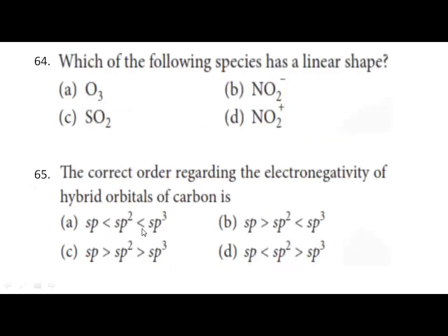Next, which of the following species has a linear shape? Linear shape means the bond angle comes out to 180 degrees. So let us see the given options. First option is the O3 molecule. We have seen the structure. It is like this, correct? It is bent shape or inverted V shape. The bond angle comes out to 116.8 degrees for the O3 molecule.